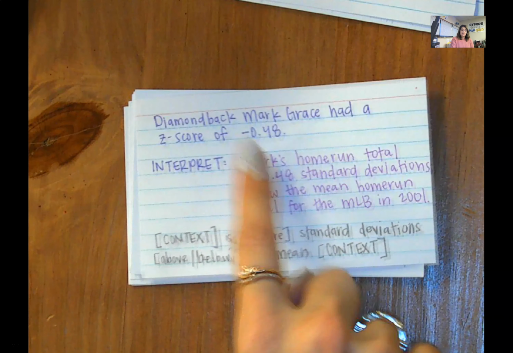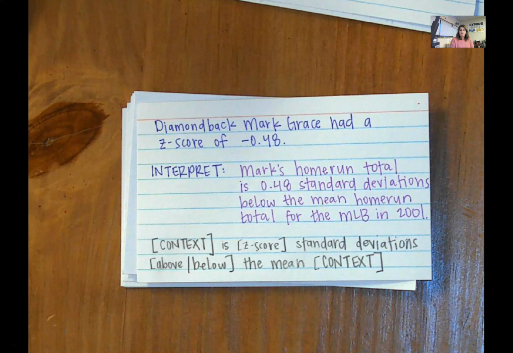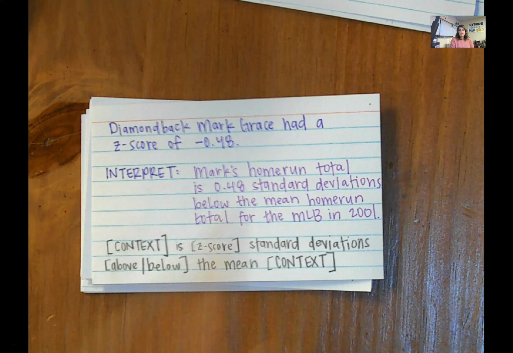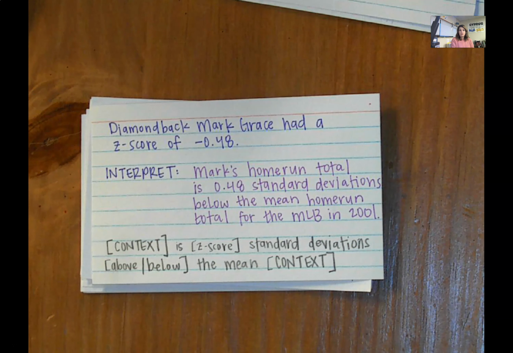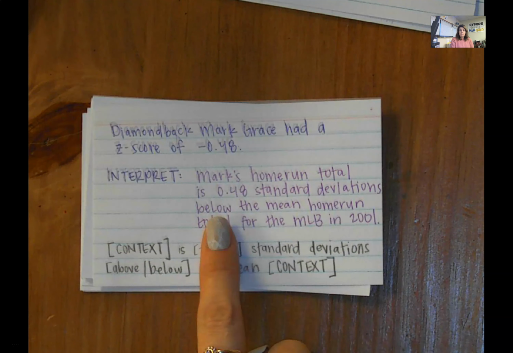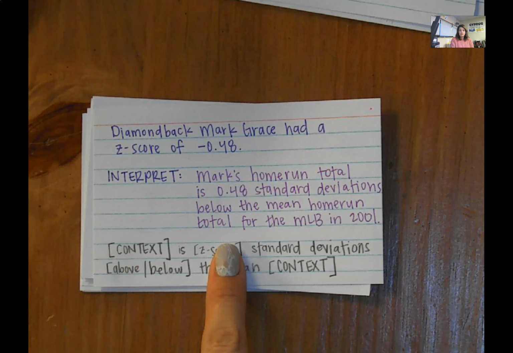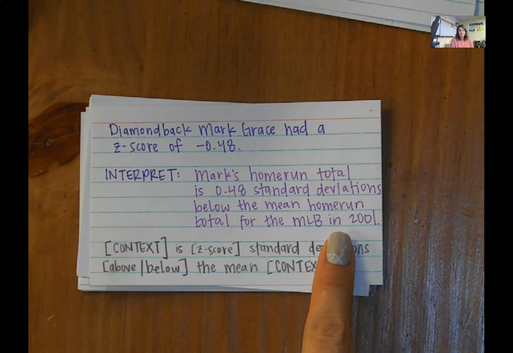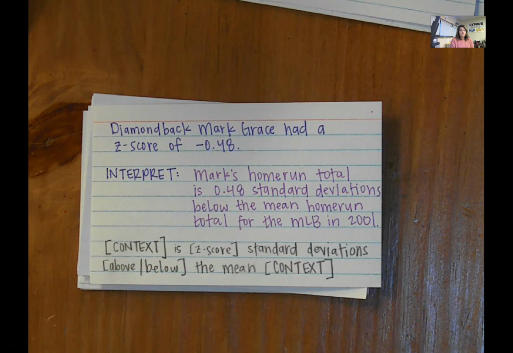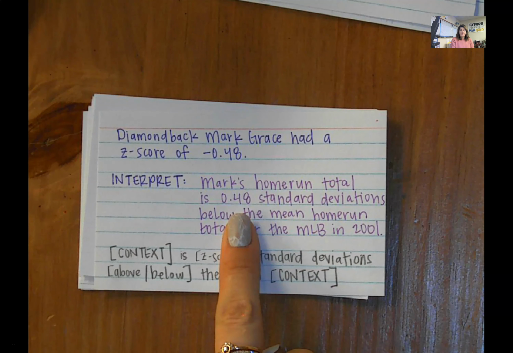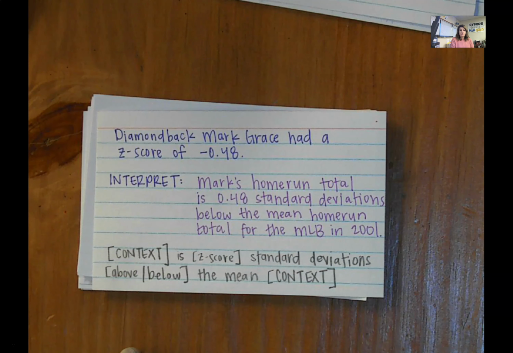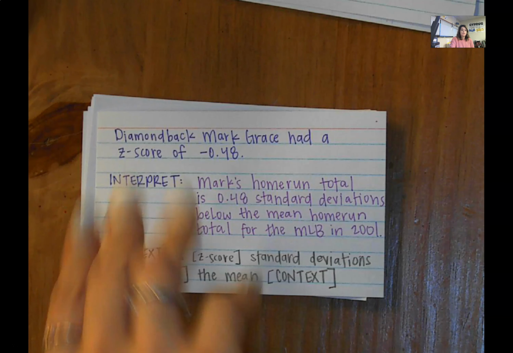So if I have a Z-score of negative 0.48, what I would say is Mark's home run total is 0.48 standard deviations below the mean home run total for the MLB in 2001. So if you need help with interpreting Z-score, go to your Z-score notes and look that up because you will interpret Z-score on your exam.